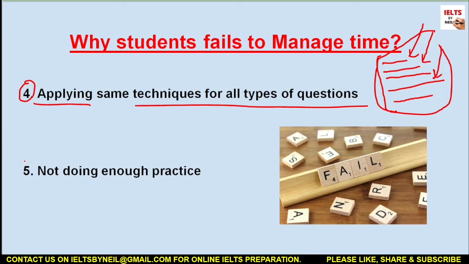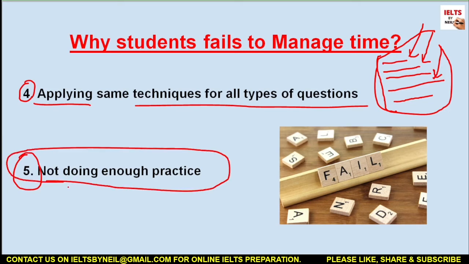Moving to the last point, not doing enough practice. That's of course always the case. If you do not do enough practice, or if you don't try a lot of questions before the exam, of course you are going to struggle. You will face difficult questions, nervousness, and stress. So you have to practice a lot before you even book your exam. These are the 5 things because of which I think students are not able to manage their time. Now let us see how we can solve these problems.